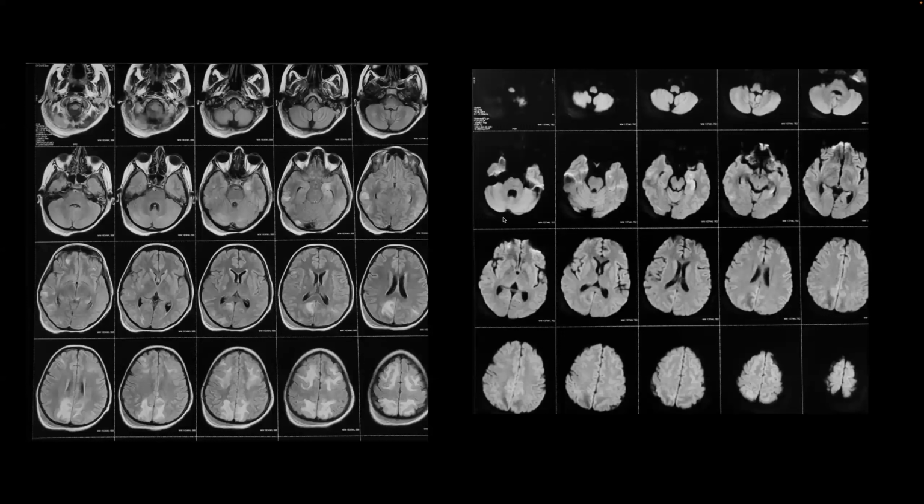On the diffusion, again, we don't see any significant changes. Okay, I think this is a later scan. Is that right, Anand? Because over here, there are fresh changes in the left hippocampus, which were not there in the previous study. All right, so left hippocampal cytotoxic edematous changes and these confluent abnormalities in the bilateral hemispheres.